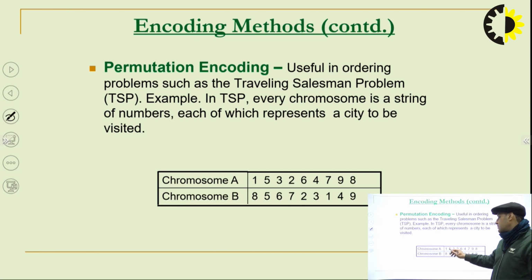For example, this 1 5 3 2 6 4 7 9 8, these are the numbers which represent the cities we are going to visit. I am just giving the example of the traveling salesman problem. So how are we going to represent the chromosome here? Like this: city number 1, then 5, then 3. This solution is given by chromosome A, and another is chromosome B.